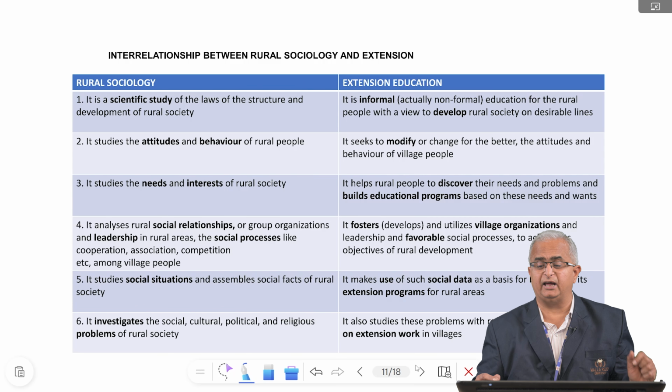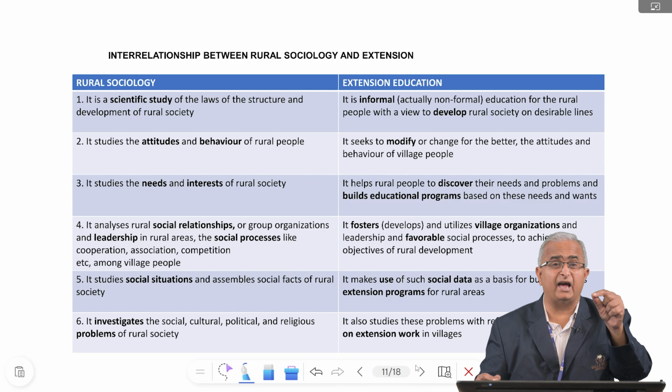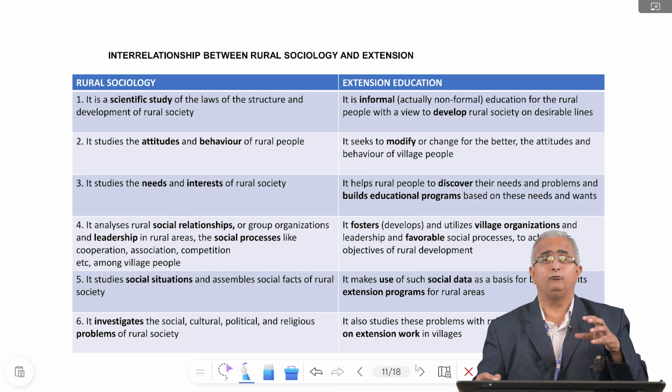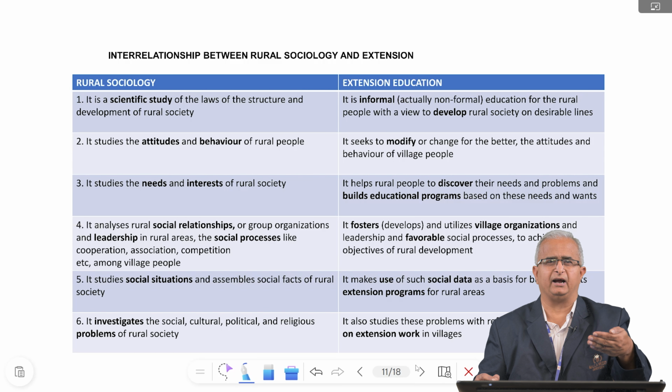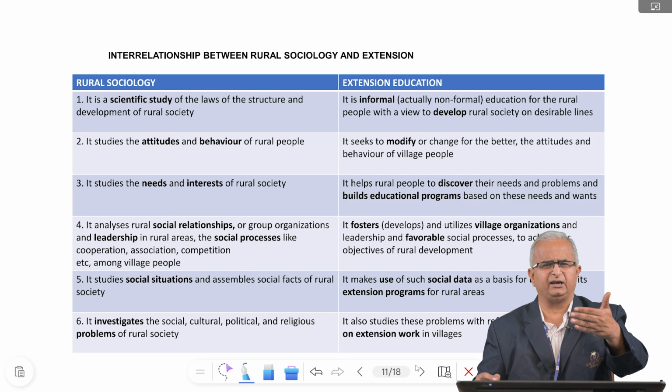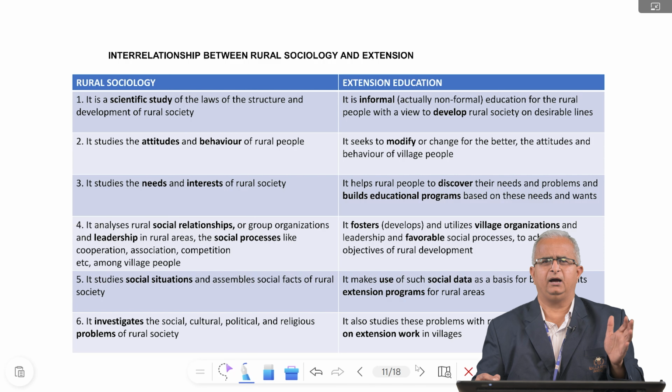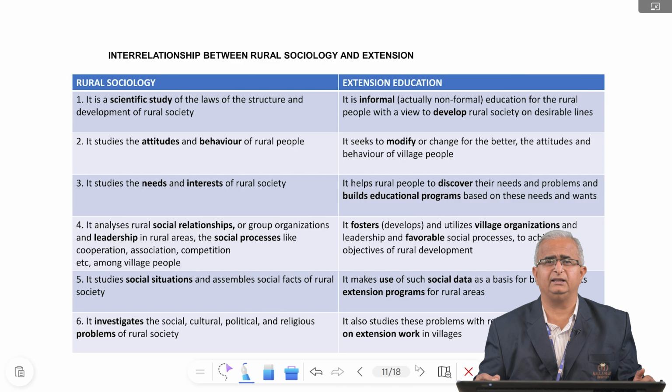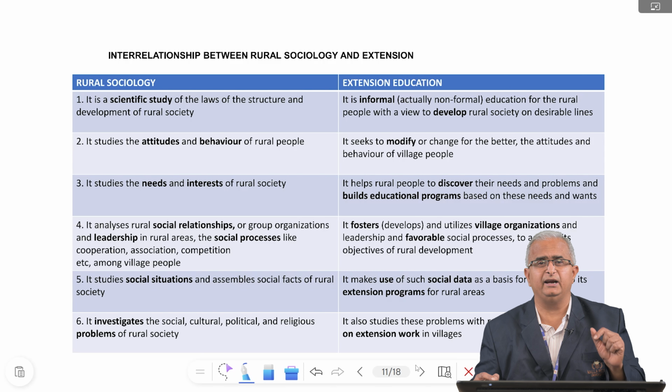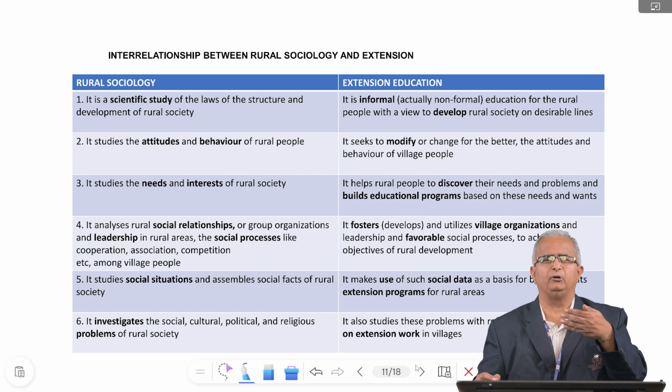And we try to discover their needs and problems. Based on their needs and problems, we want to develop a program. We want to build programs which suit their conditions and their needs. Unless their needs are fulfilled, there is no meaning in the development of a program. Sitting in the capitals, you cannot develop the program. So you have to understand the people who are there in the villages. You have to understand their needs first. According to their needs, you will be able to develop the programs. Then the programs will be successful.